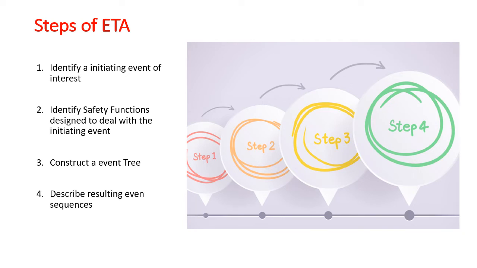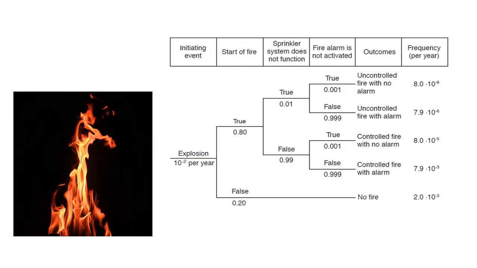In our subsequent slides, we'll show how to really make an event tree. This is a very simple example where we have considered that fire is our initiating event, and you can see that the same event tree can be represented both qualitatively and quantitatively. So the initiating event may be an explosion. An explosion may result in a fire or may not result in a fire.